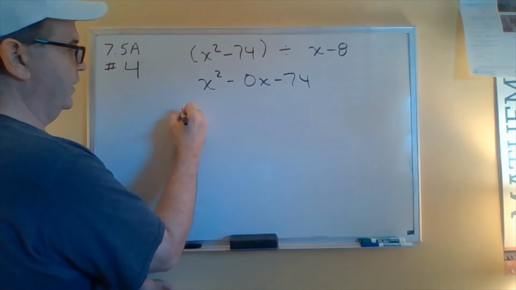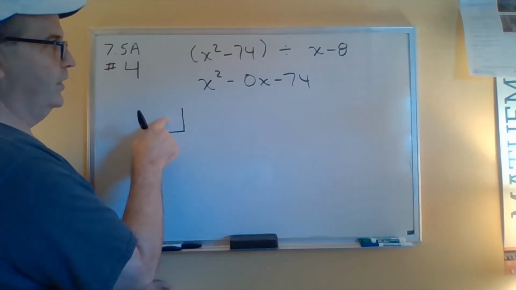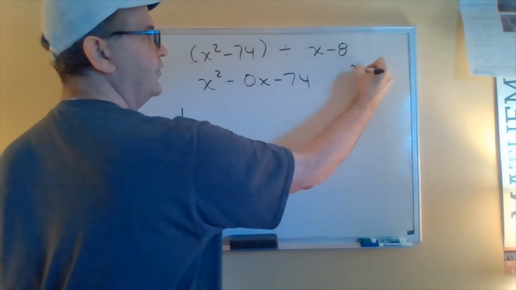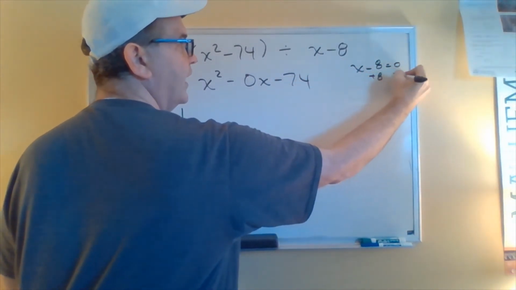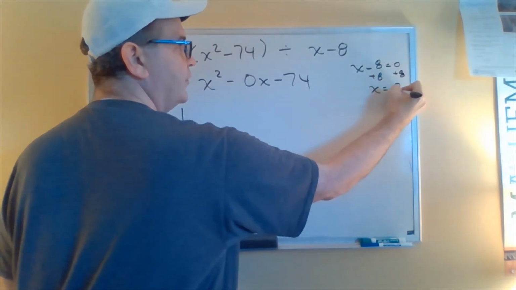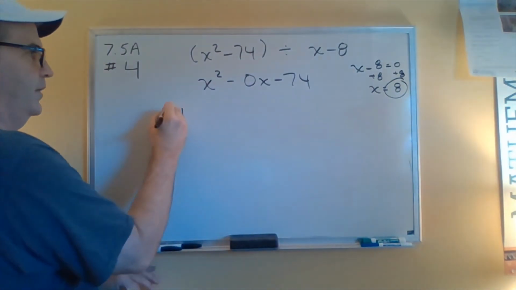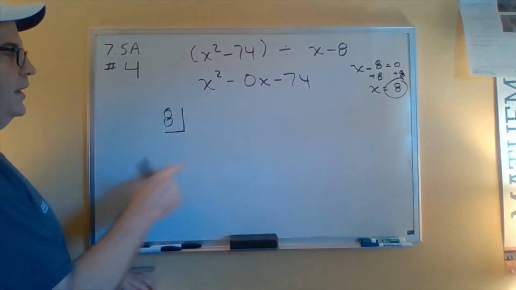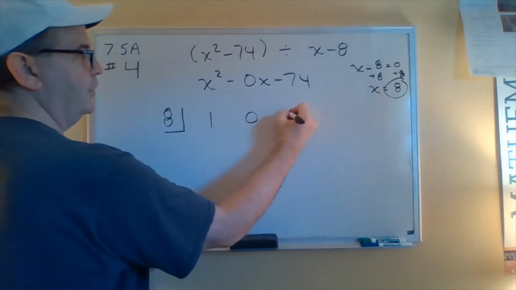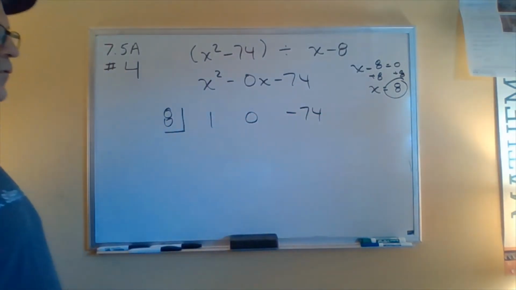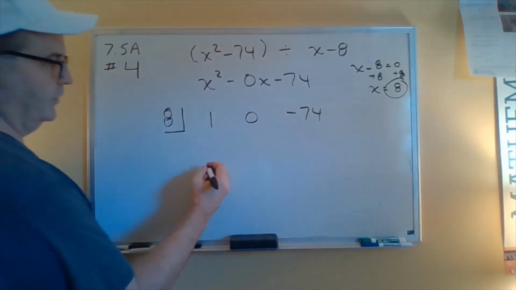So we're going to use synthetic division. So I'm going to draw my divisor box. What number goes in here? Well, I have to set my divisor equal to 0. So I'm going to add 8 to each side, and I'm going to get x equals 8. And that's going to be the number I use in the box here. Now I'm going to write my list of coefficients here. I'm going to get 1, 0, and negative 74. I have to have that 0 here again, or it's going to mess up my division.